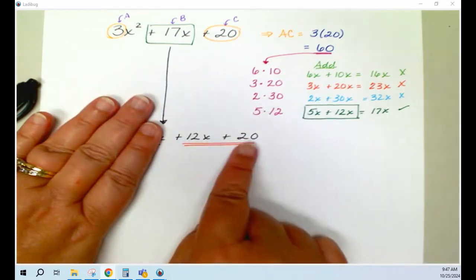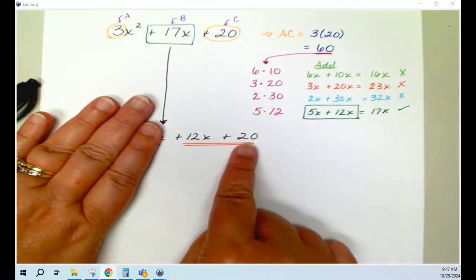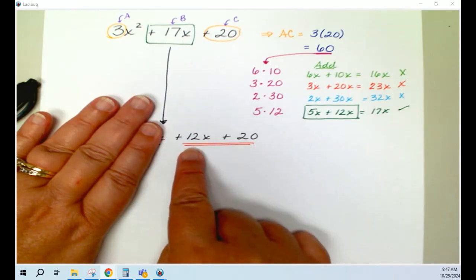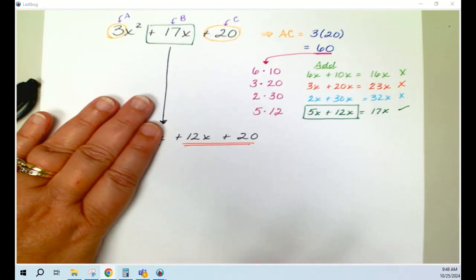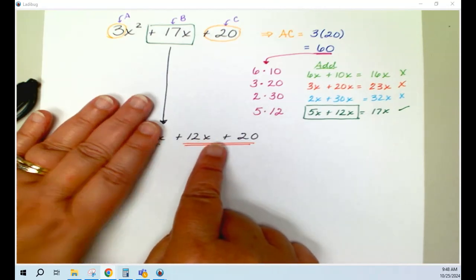Okay. Over here, I've got 12 and 20. Will that work? That'll work, won't it? 12 and 20 are both divisible by 4. Okay. And so let's see what happens here.